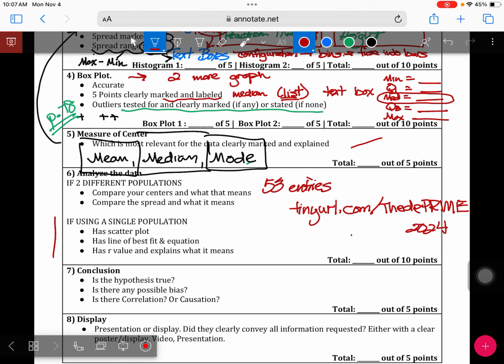If you are doing a single population, like just my classes, then you will only do the second one of number 6. And you will show me a scatter plot. So the scatter plot has each of the data, one on the x-axis and one on the y-axis. You are going to put in your line of best fit, which is that line of least regression, I think it is, on CODAP.